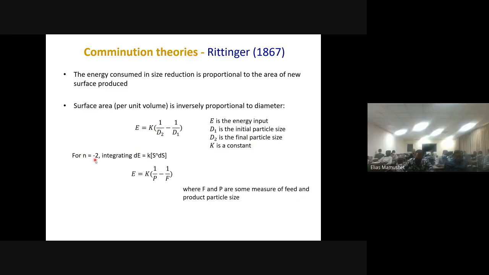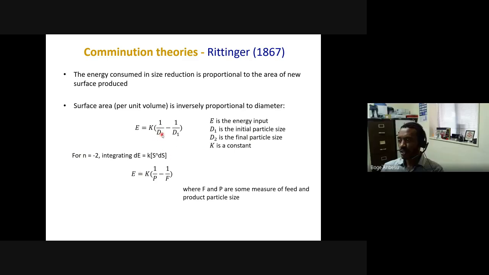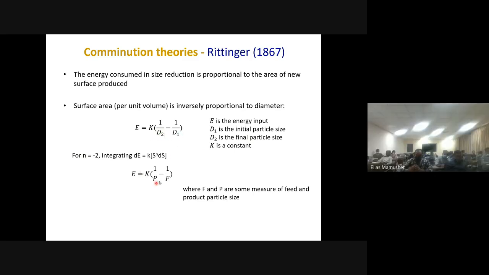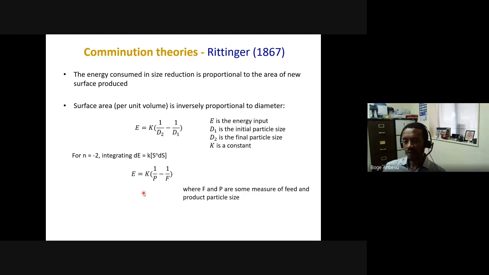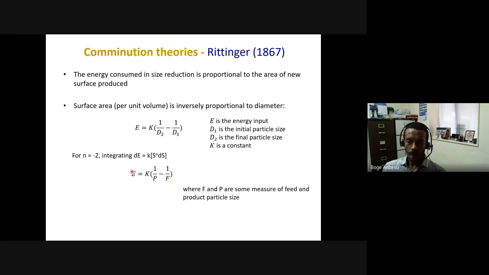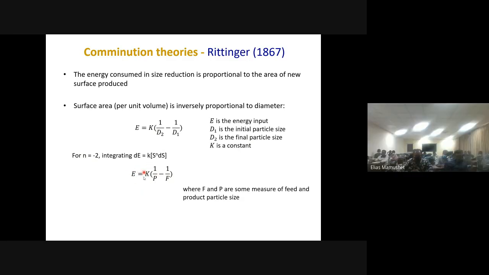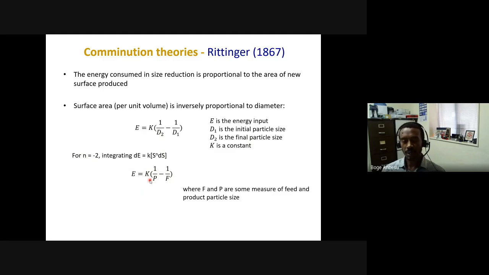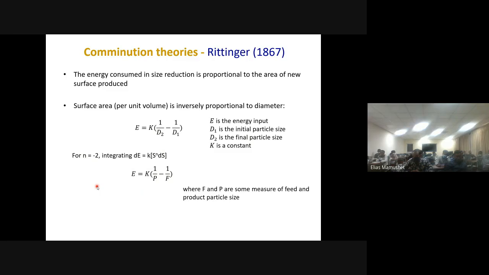So if you use n as -2 here, this whole expression becomes minus. So I think you need to switch the final and initial product sizes between these two equations. But in any case, if again I measure the product size and feed size, and I measured the E, which is energy consumed or power consumed in my equipment, I can actually work out the K. Again, K tells me grindability of the rock. Okay, or in other words, I want to predict how much energy I require during the comminution operation, and that can be worked out using Rittinger's equation.